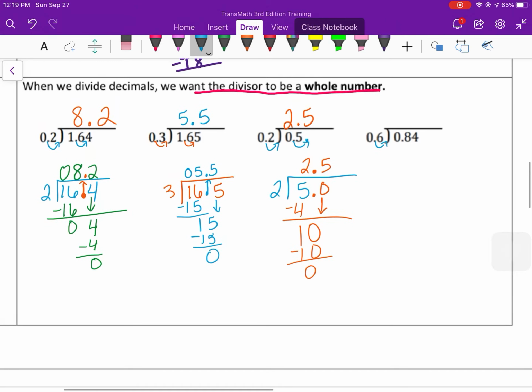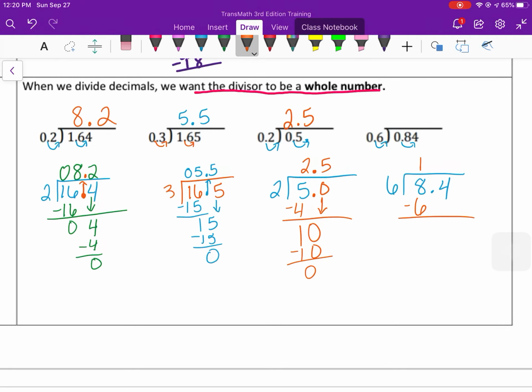And the last one, 0.84 divided by 0.6. So make the outside number a whole number, move the decimal point over once, and move the decimal point the same number of times on the inside. So now instead of 0.84, it's 8.4.